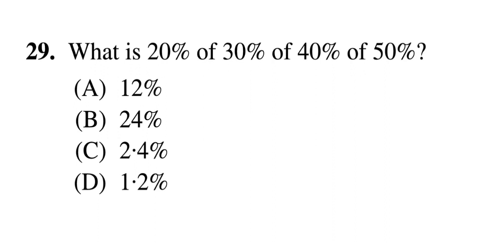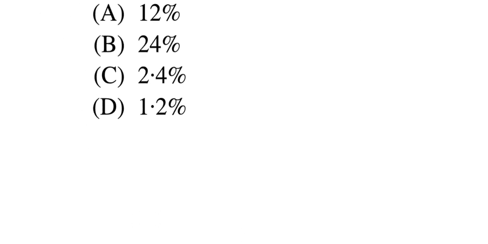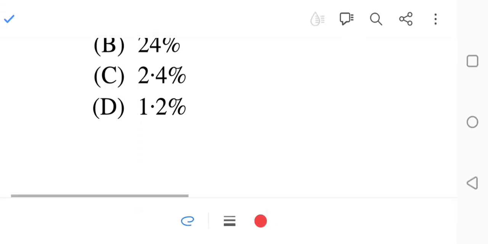29. It says what is 20% of 30% of 40% of 50%? Very interesting question. This kind of questions are very relevant. 12%, 24%, 2.4%, 1.2%. Correct answer will be D, 1.2%. This is the correct answer.